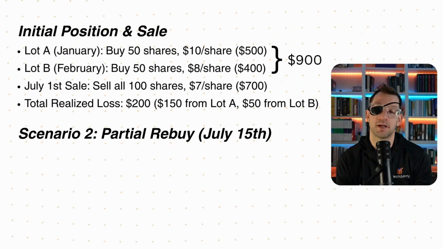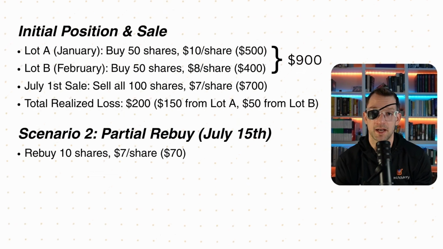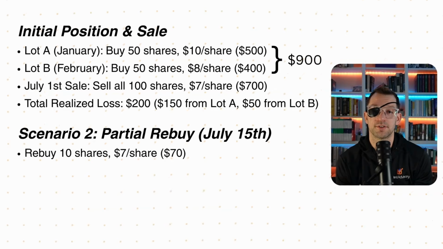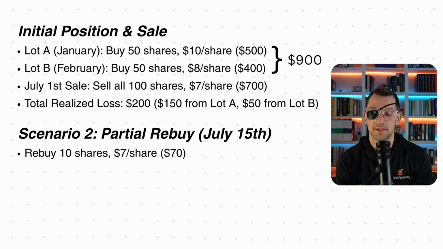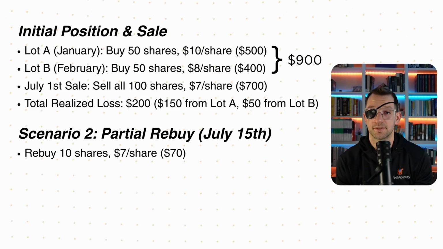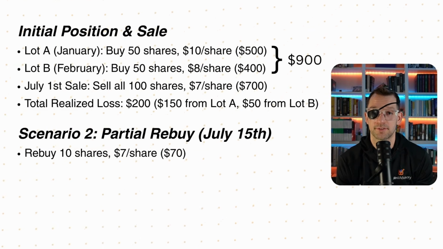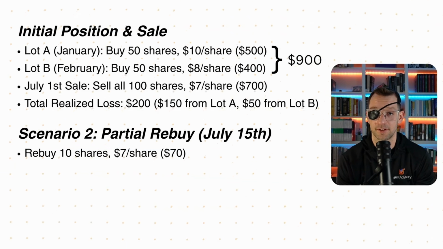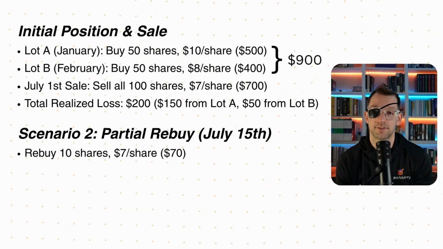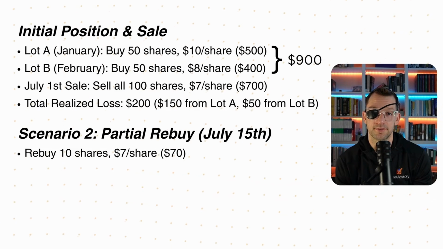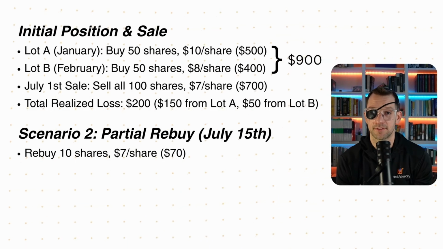Let's say instead of buying 100 shares back on July 15th, you instead buy 10 shares back. This will still trigger the wash sale rule, but now instead of the entire loss being disallowed, only the loss on 10 shares will be disallowed. This makes sense, right? The offending transaction, so to speak, was the purchase of 10 shares. It wasn't the purchase of 100 shares. So we're going to disallow the loss on 10 shares. But you have multiple tax lots. So which 10 shares should we disallow the losses on?